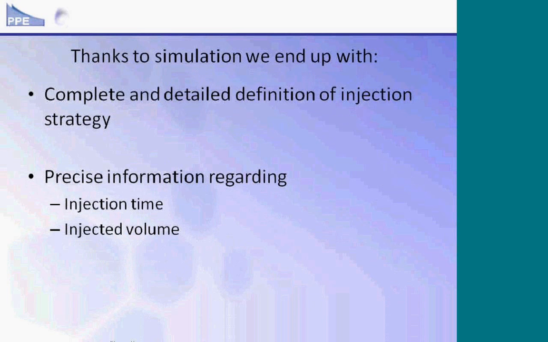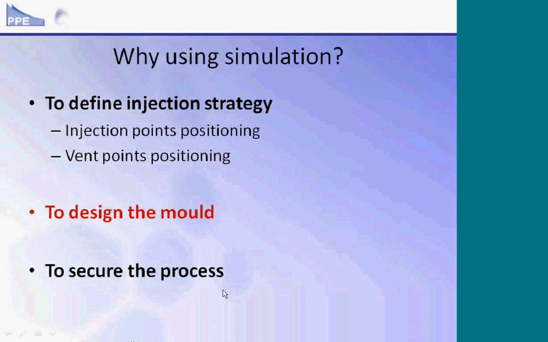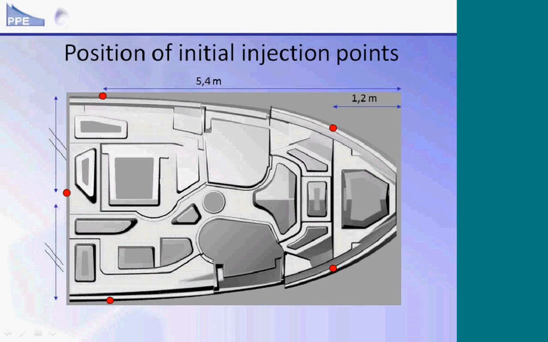So, as I showed you, in this first stage of the use of simulation, we have defined the complete and detailed strategy to be implemented to end up with a good filling of the parts. And the main point is to avoid all the risky areas. Also, we end up with some very important points that correspond to injection time and total volume to be injected to fill the part. I will now explain how we use the simulation to make the mold design.